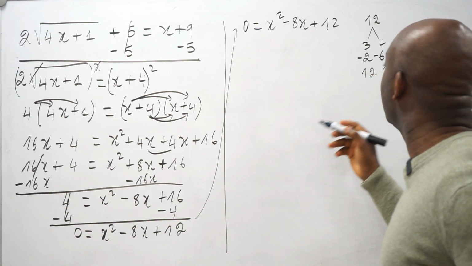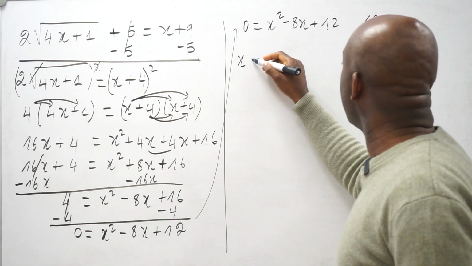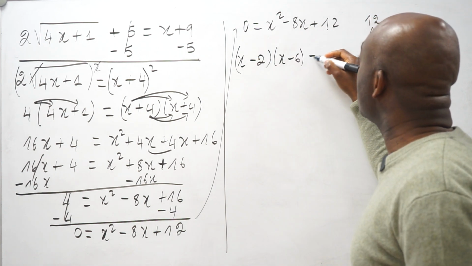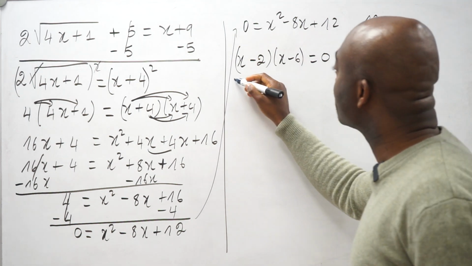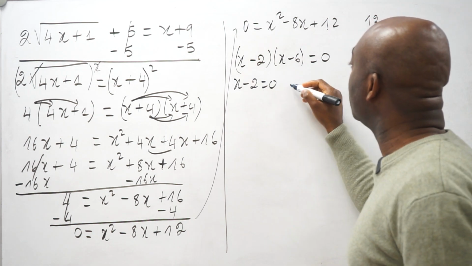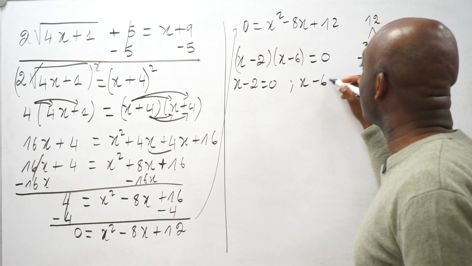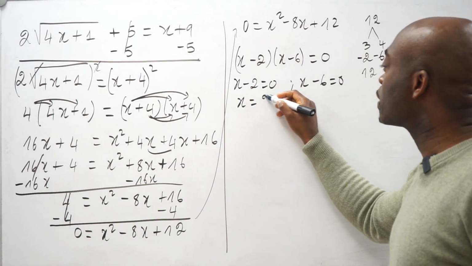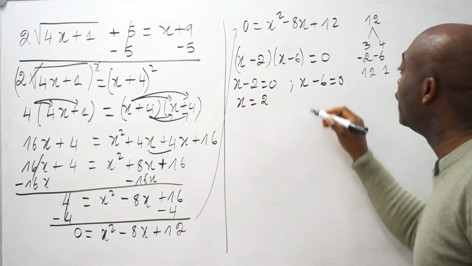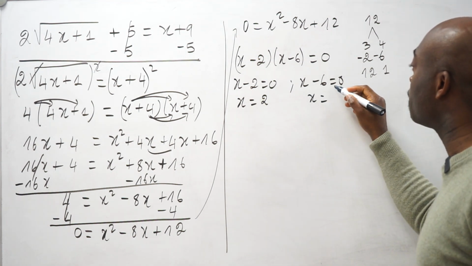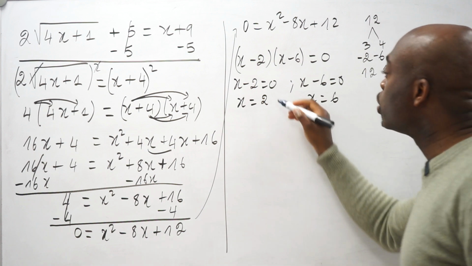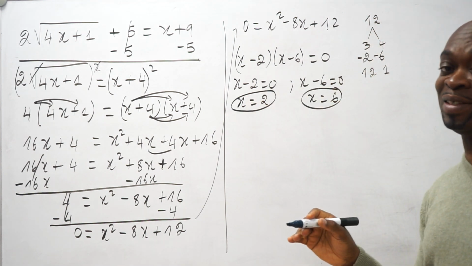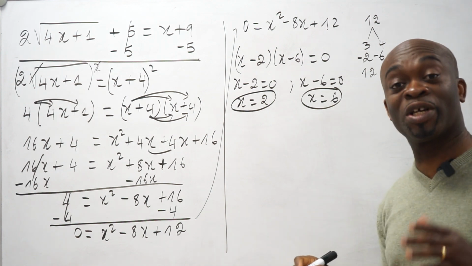And once you do that, that's it. You have x minus 2 times x minus 6 equals 0. Then x minus 2 equals 0, and x minus 6 equals 0. So x minus 2 gives us x equals +2, and for this one, x is going to give us +6. So these are the two potential answers.